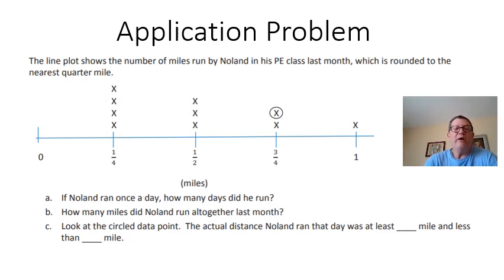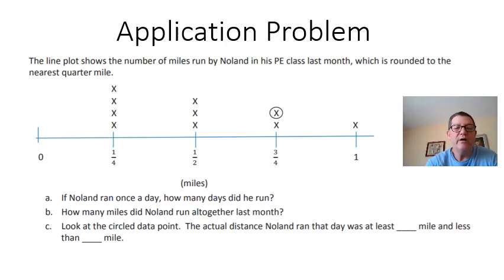It says, if Nolan ran once a day, how many days did he run? Then B, how many miles did Nolan run altogether last month? And the last one, look at the circled data point. The actual distance Nolan ran that day was at least blank, then blank mile. So go ahead and try to figure those out yourself first, and then I'll go over with you.